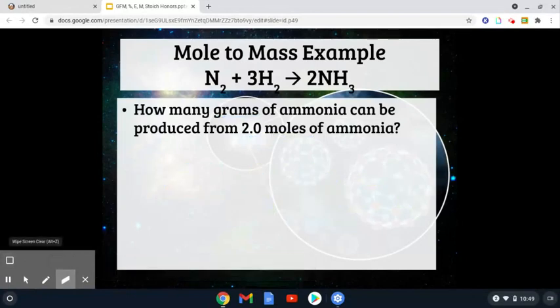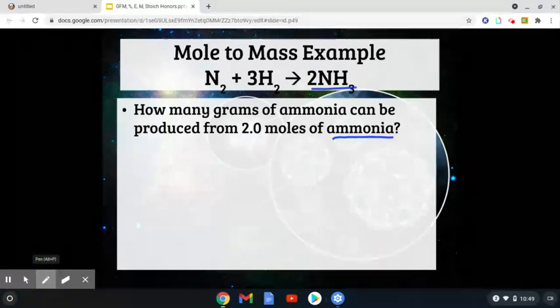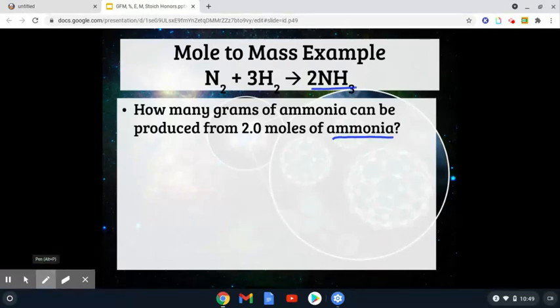Okay, so if we look at this problem, it says how many grams of ammonia can be produced from 2 moles of ammonia. So I need you to memorize that ammonia is NH3. Okay, that'll just help you out with the future of our chemistry class here. So if I say, okay, 2 moles of ammonia, I'm always going to write what is given to me in the problem. 2 moles of ammonia.